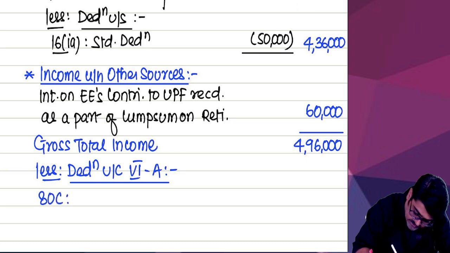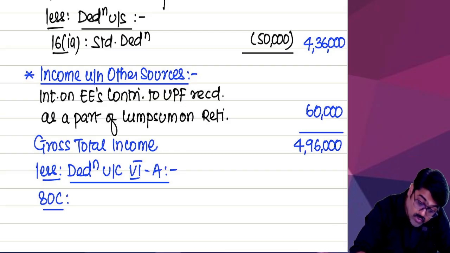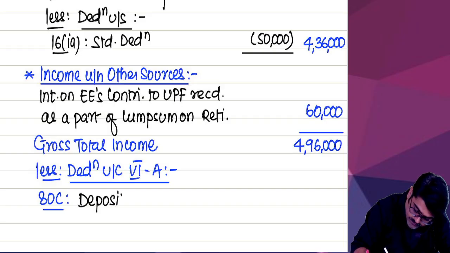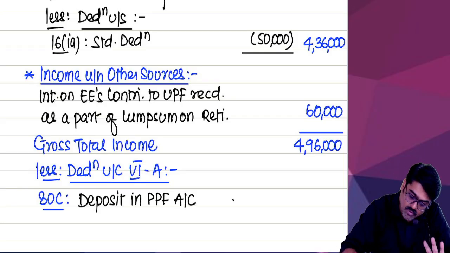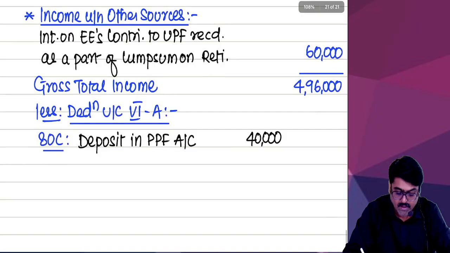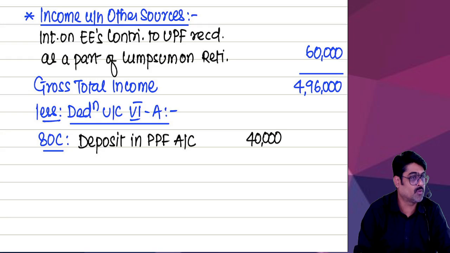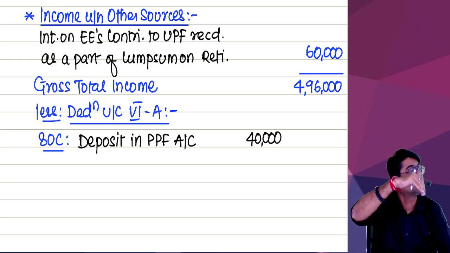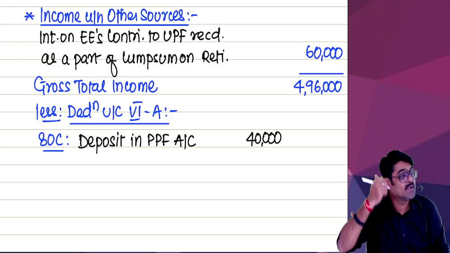80C. What amount are you claiming under 80C? Deposit in PPF account, that you are claiming under section 80C. And remember, that amount you first write down. How much? 40,000, no? In the inner column you are going to write it down. Why? Because the total deduction available under 80C cannot be more than 1,50,000. So whatever payments you are claiming under 80C, the total of that cannot be more than 1,50,000.